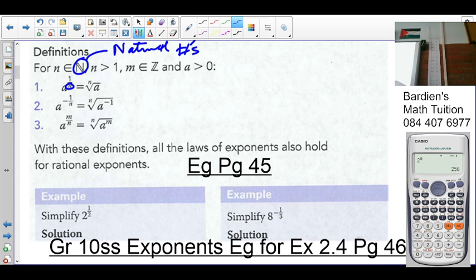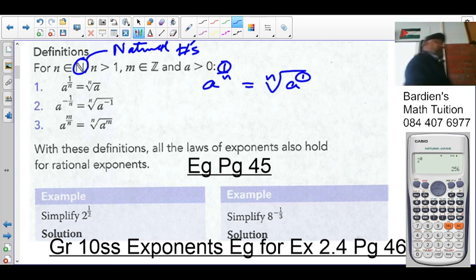For n greater than 0, m an element of integers, and a greater than 0, we are told that a to the exponent 1 over n can be written as the nth root of a to the 1. You see that? Goes there. You all understand it?